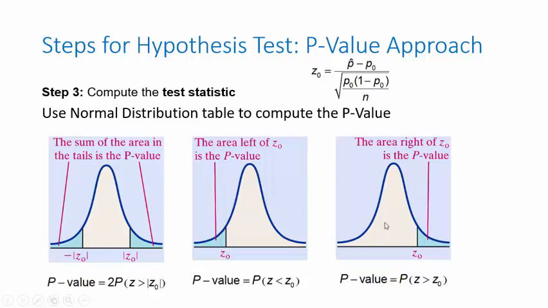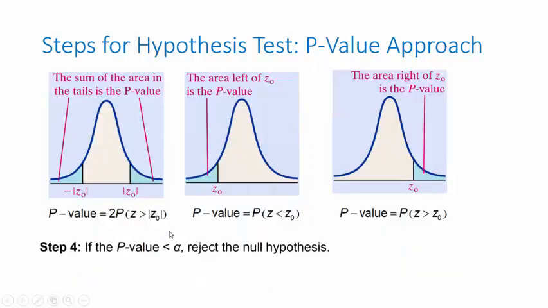Similarly, if it's a right-tailed test, then we find the area on the right tail for z0. You can plot z0 and see what this area is, and this area would be the p-value. If it's a two-tailed test, we look at the area on both tails, the sum of the areas, this area plus this area. In this way, we compute our p-value.